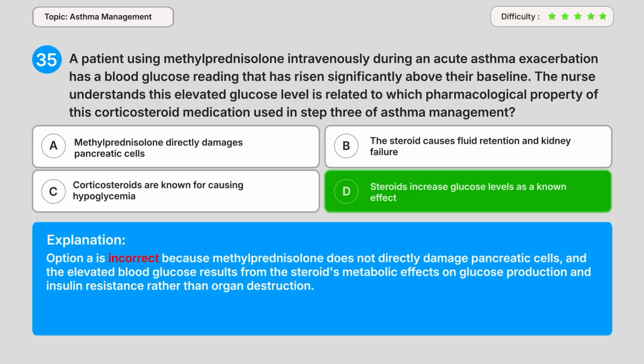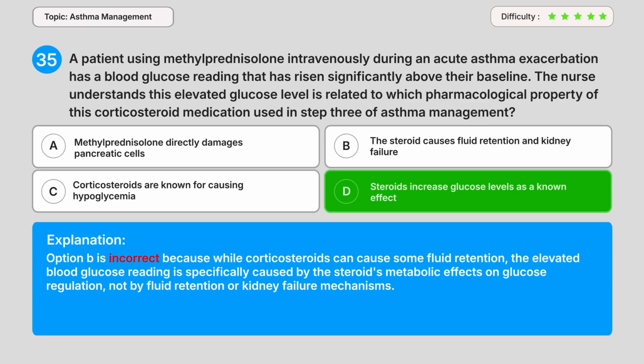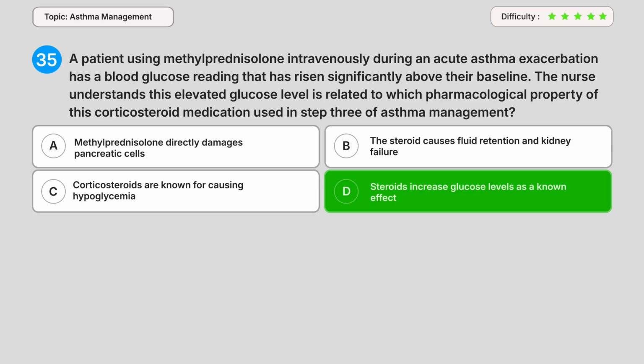Option A is incorrect because methylprednisolone does not directly damage pancreatic cells, and the elevated blood glucose results from the steroid's metabolic effects on glucose production and insulin resistance rather than organ destruction. Option B is incorrect because while corticosteroids can cause some fluid retention, the elevated blood glucose reading is specifically caused by the steroid's metabolic effects on glucose regulation, not by fluid retention or kidney failure mechanisms.